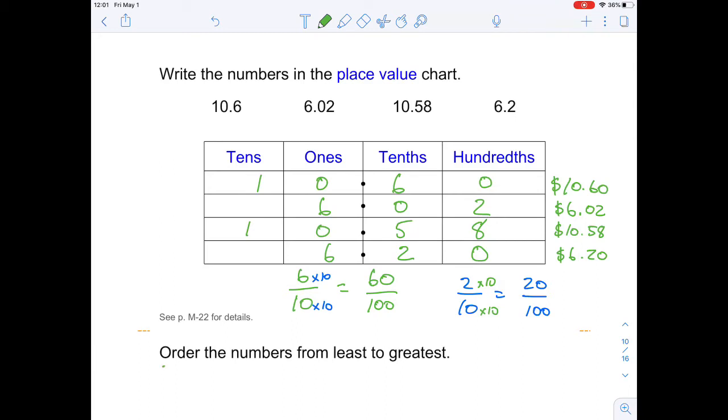So the question at the bottom says order the numbers from least to greatest. Well, the smallest amount here is $6.02. Then we would have $6.20. Then we would have $10.58. And finally, $10.60 is the largest amount here.